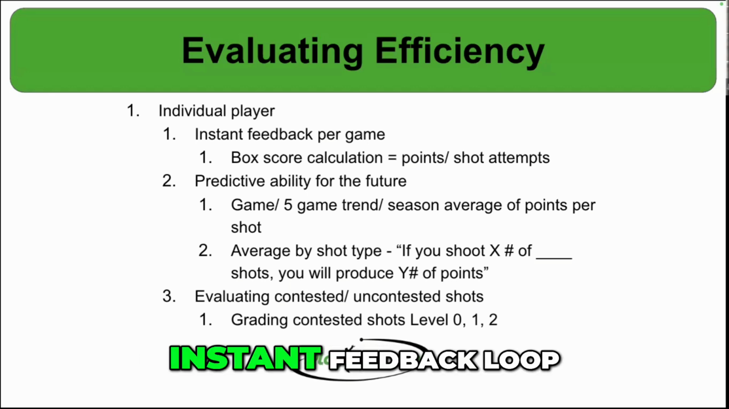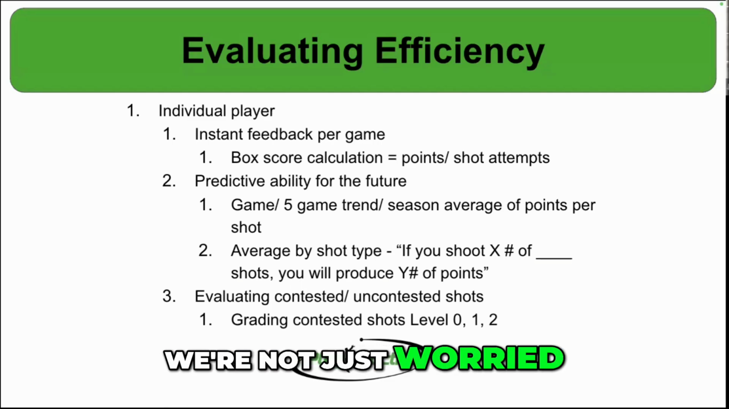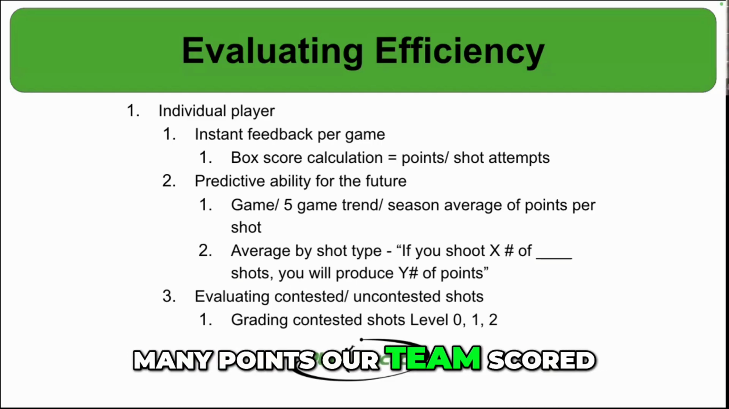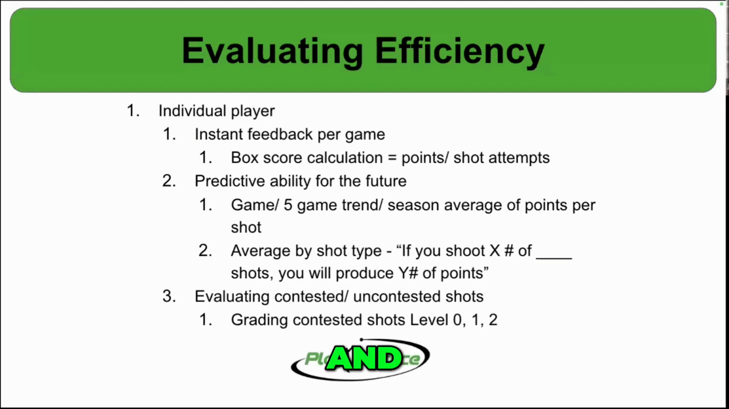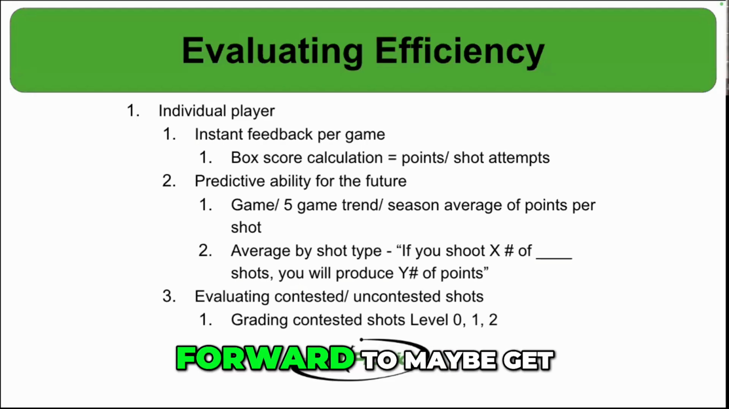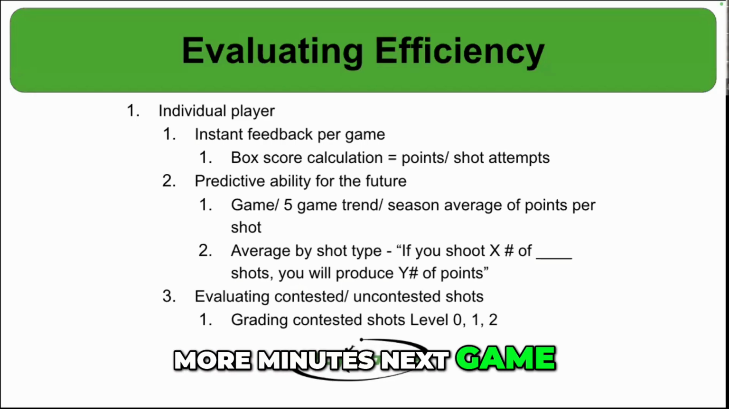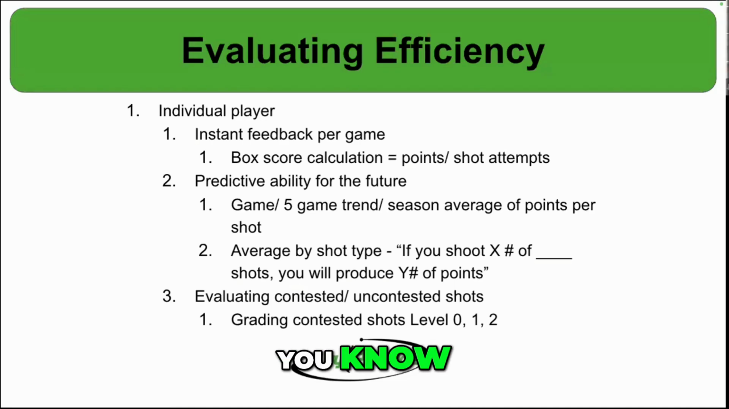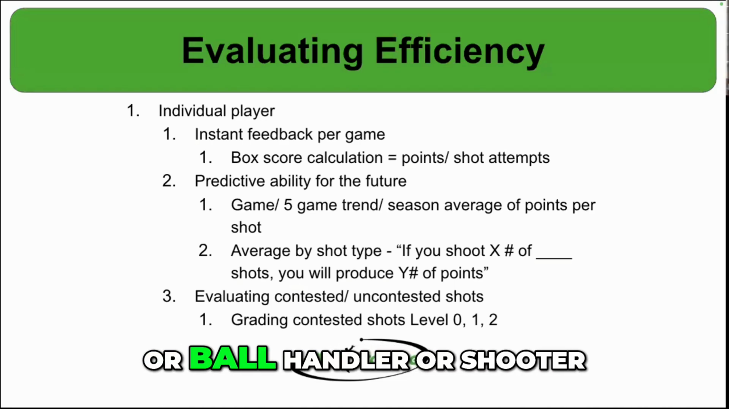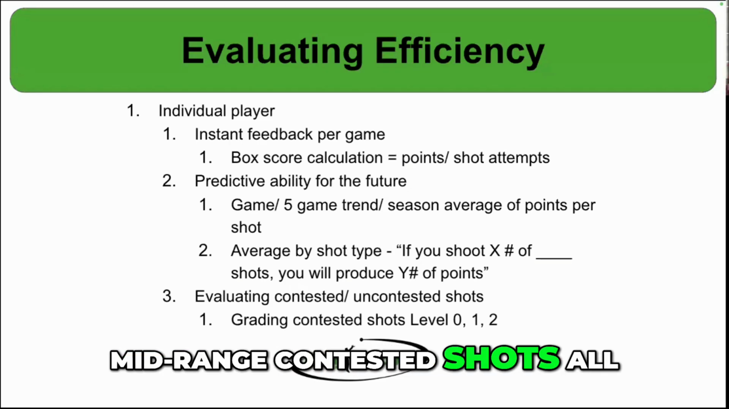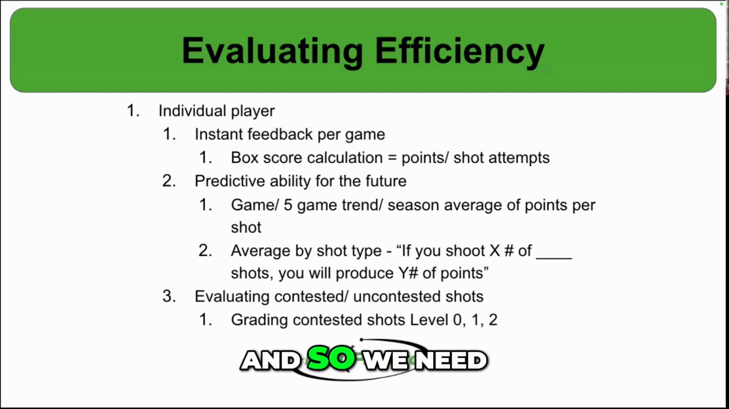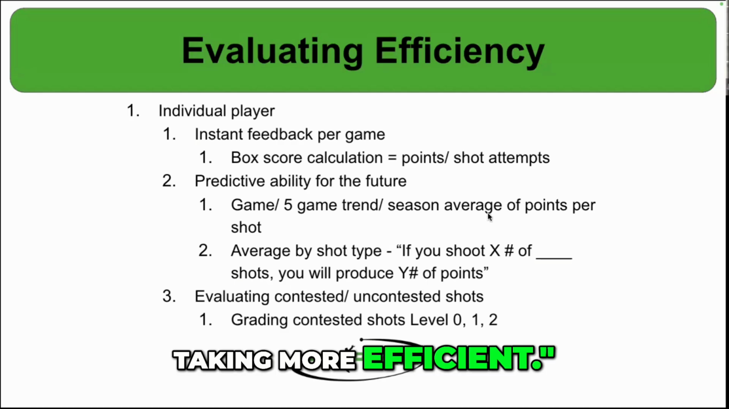It's an instant feedback loop. We're not just worried about how many points our team scored. It's how efficiently did we score them, and who was the most efficient? Can we bring them forward to maybe get more minutes next game? Or can we say to our star, the best athlete or ball handler or shooter, hey, I like that you're taking shots, but if you take mid-range contested shots all the time, this is what happens. We need to find a way to get you open shots so that we're more efficient.